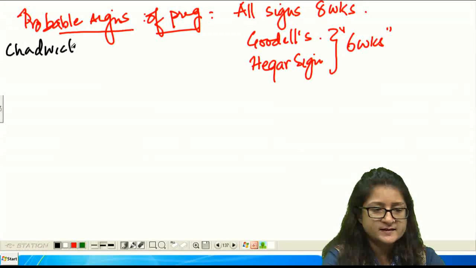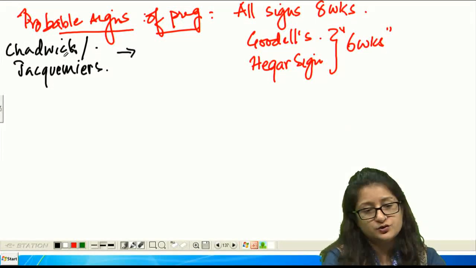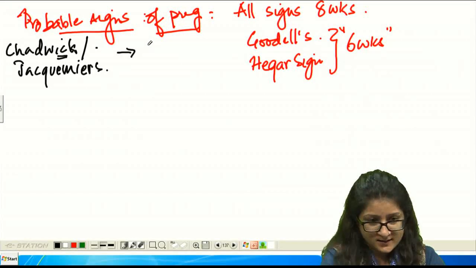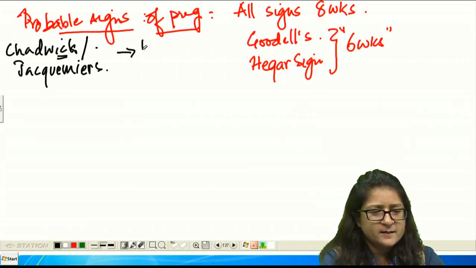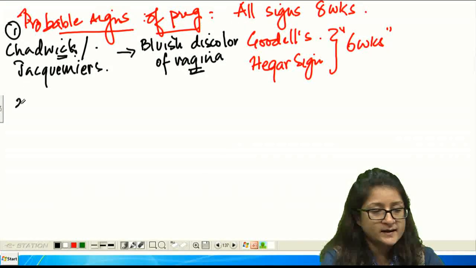Now, what is the sign? We have the Chadwick sign. Chadwick sign is also called Jacquemier's sign. I used to remember it as a wicked vagina, wick. So wicked vagina. So it is bluish discoloration of the vagina. So this is the Chadwick sign.